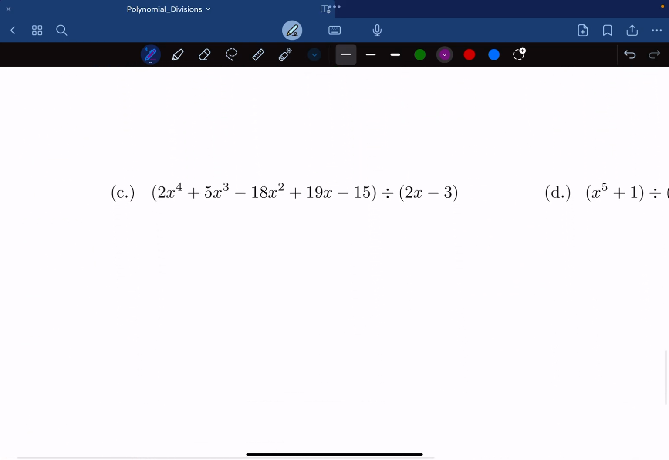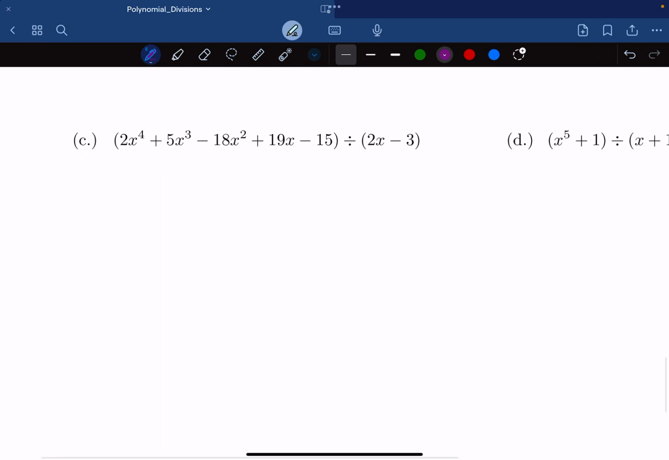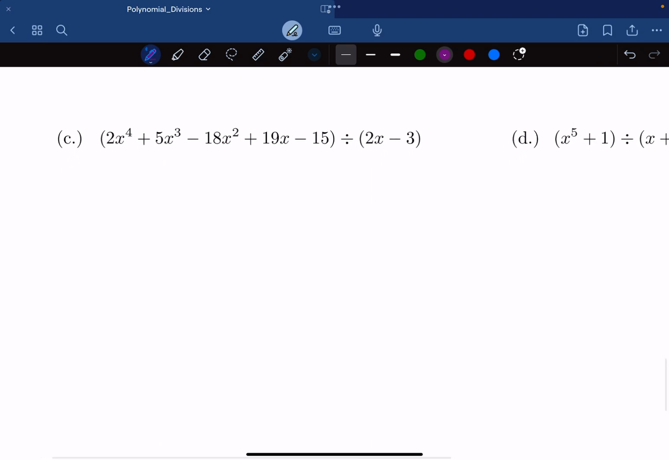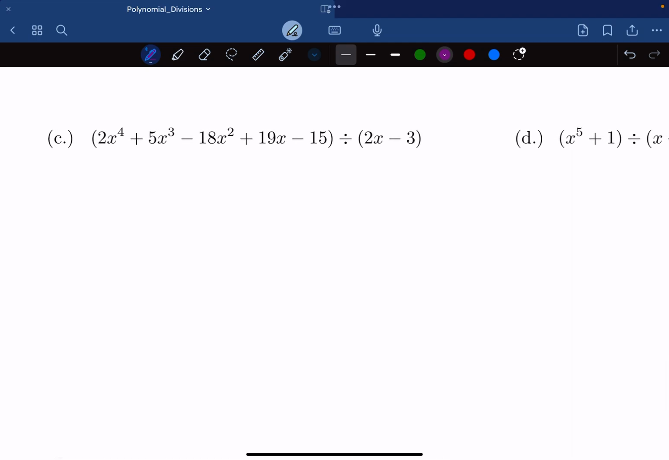Okay, so this is an interesting situation. We're going to try to perform the synthetic division on this one. In fact, this is a familiar problem, right? We just did this not long ago. This is part B of the example of the long division. Now, let's play this out and see what happens. So the setup is the same. So writing down the coefficients 2, 5, negative 18, 19, and negative 15.